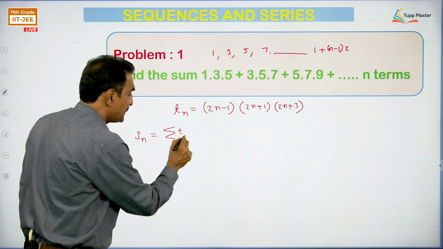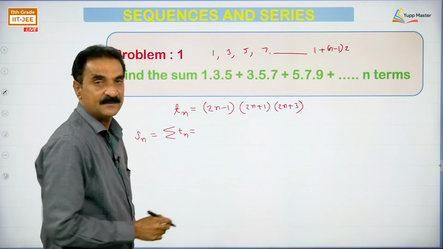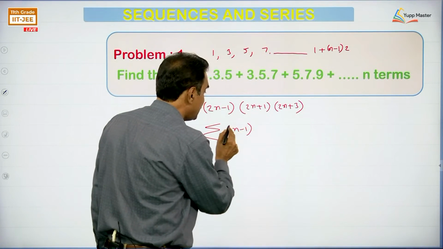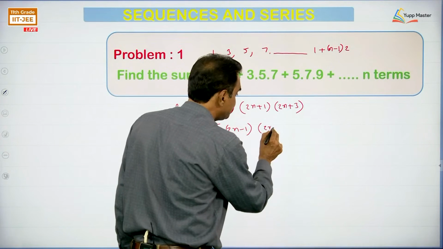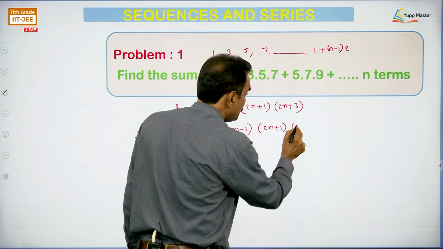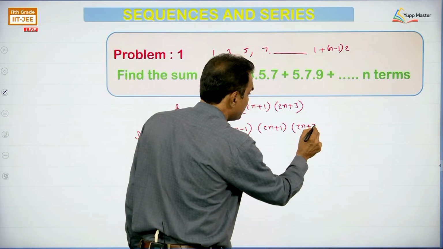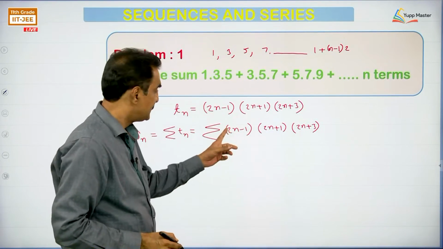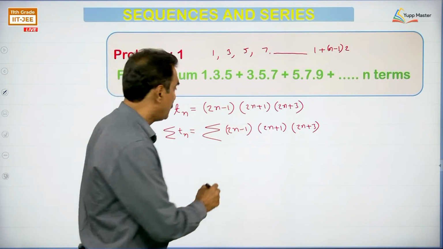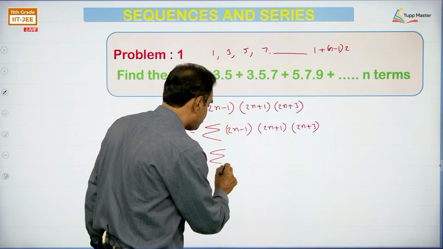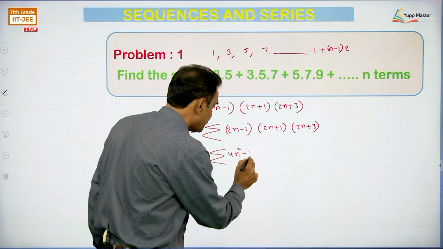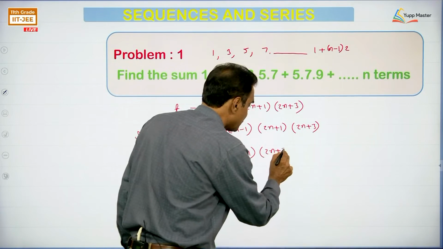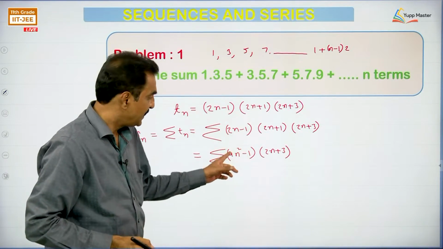Now the sum of the n terms, Sn, is equal to the sigma of the nth term, that is sigma of 2n minus 1 into 2n plus 1 into 2n plus 3. Alright. Multiply these three. First, 2n minus 1 into 2n plus 1 is 4n square minus 1, into 2n plus 3. Alright. Now again multiply these two.